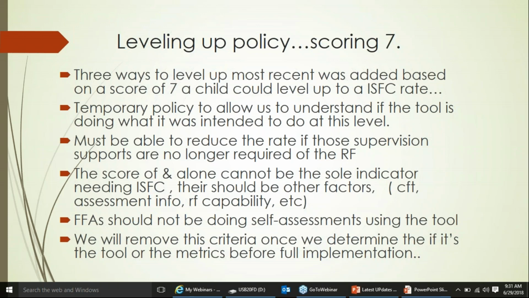I've heard on the strength side that some counties felt like the tool was doing the way it was intended to do, and that they also were in a position of reducing the level of ISFC because the resource parents were no longer requiring that level of intensity to engage the youth, and the responsibility had been shifted to other providers, either a wraparound provider or someone else that was providing those services in the home that did not require the resource parents' high-level commitment of that time.